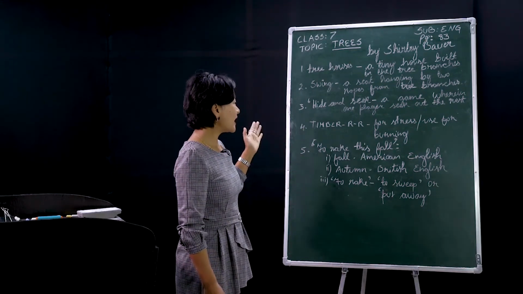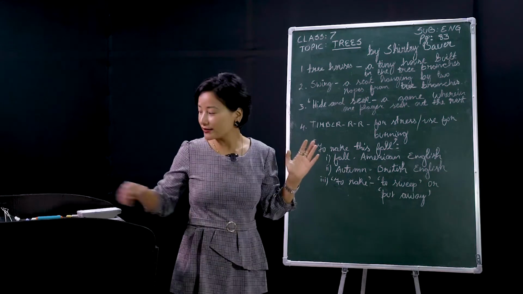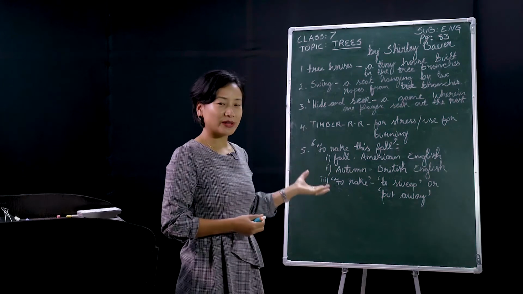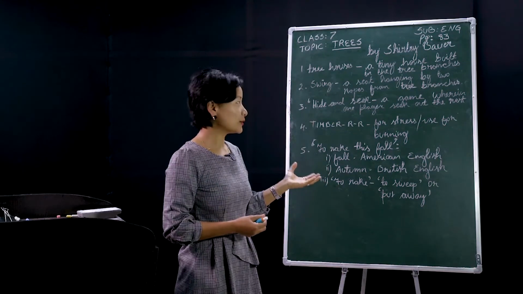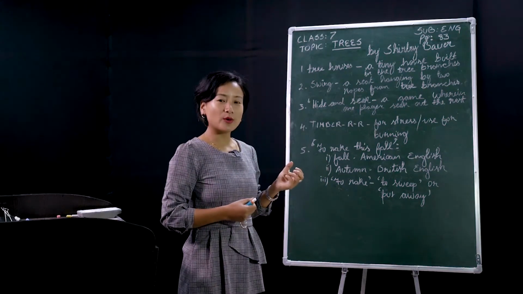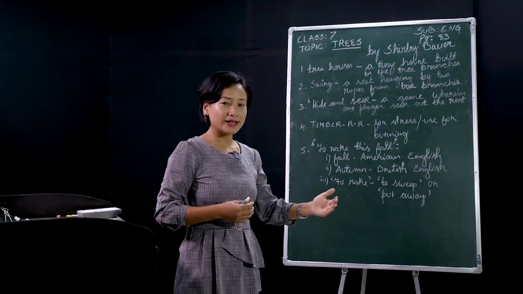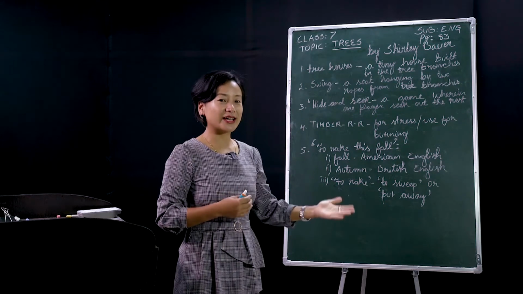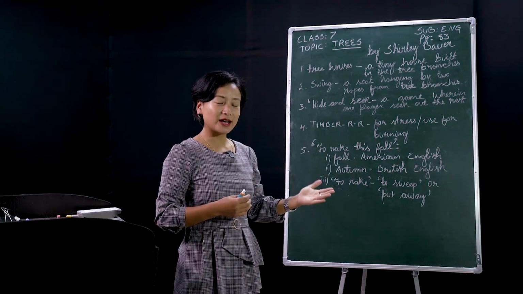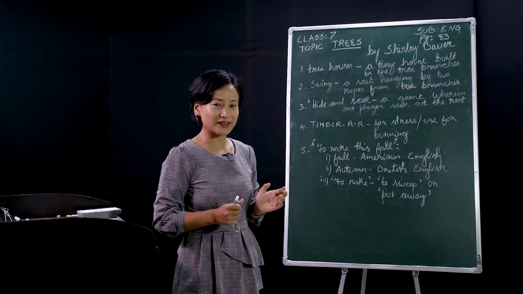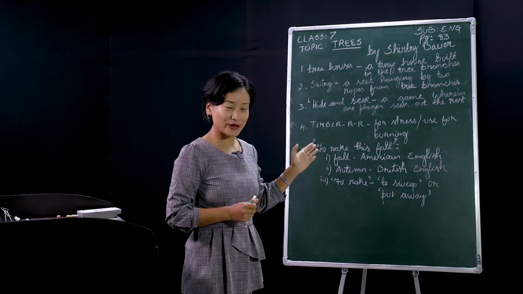Then number 3, hide and seek. Hide and seek here is actually a game, and I'm sure you love to play. How do we play this game? Hide and seek is a game where one player shuts his or her eyes and counts to a certain number, and the rest will go into hiding, and then after the counting is over, we go and seek out the rest of the players. So I'm sure this is one favorite of yours.